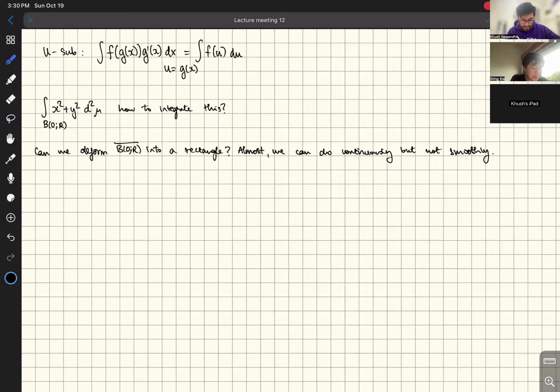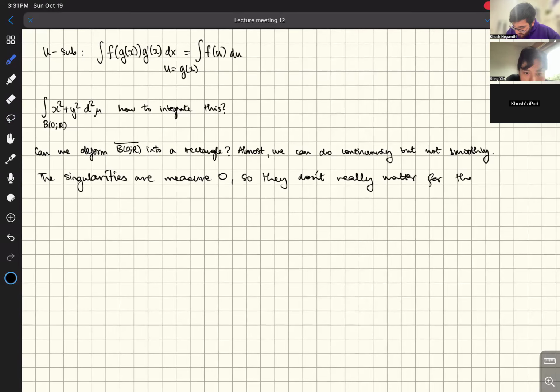Okay. So the singularities are measure zero. So they don't really matter for the integral, because remember, the integral over a measure zero set is just zero. So that has no effect on the integral.